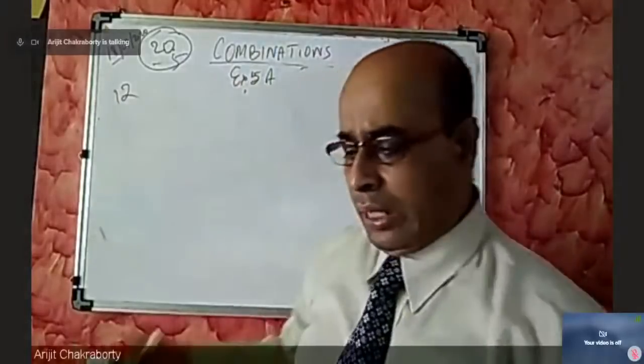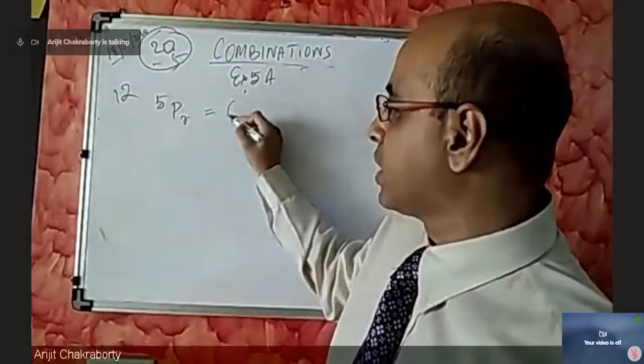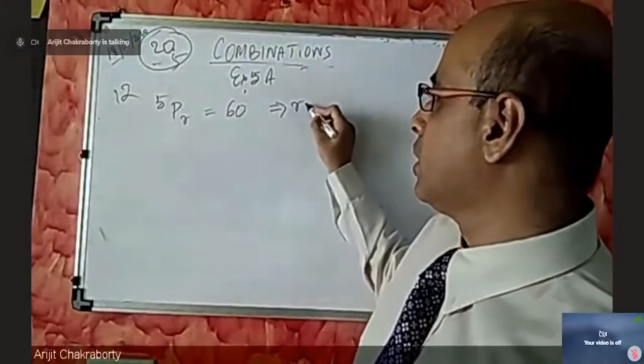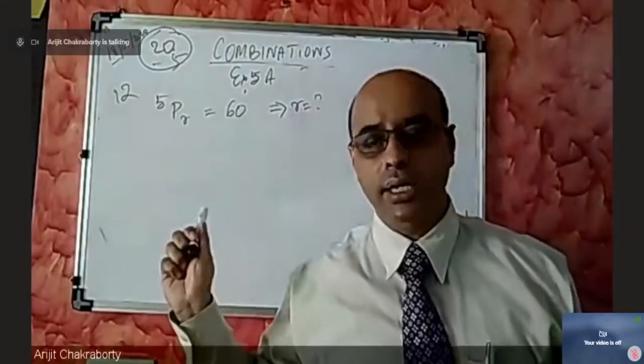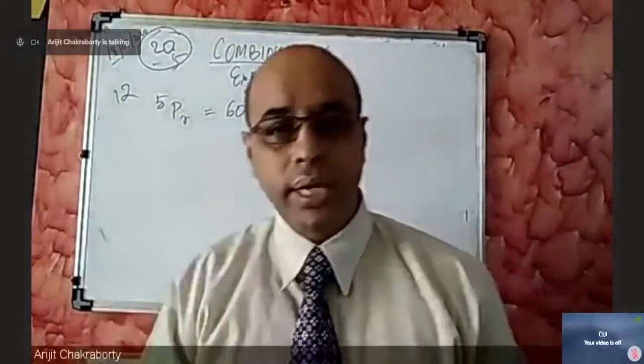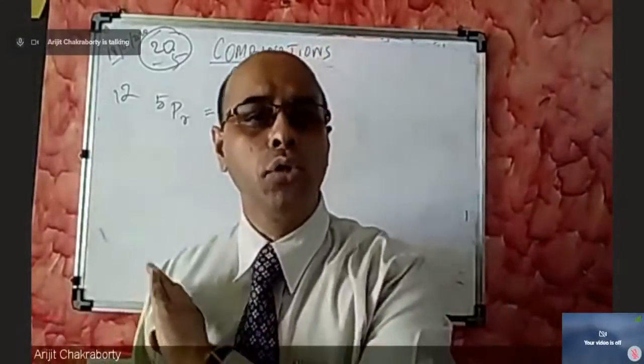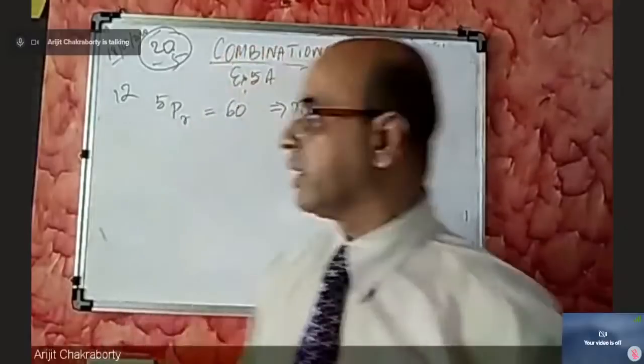So the question is 5PR is equal to 60. So R equals how much? 5PR is 60. So R equals how much? It's good that we are solving your queries as well as doing revision so that we have absolutely no problem on this chapter, right?